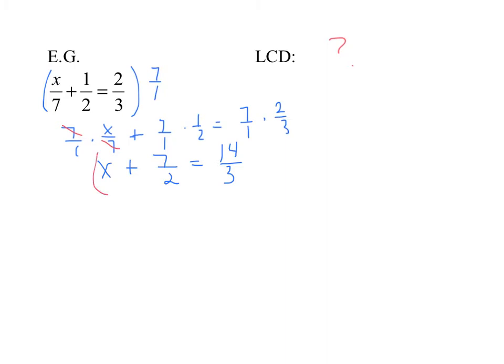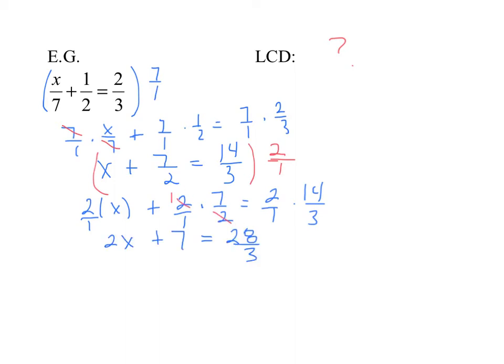Then I get rid of the next denominator, which is 2, so I multiply by 2 over 1 to each value in the equation. I distribute the value 2 to each value in the equation, and then I'm going to reduce and multiply. So after getting rid of 2, I'm left with 2x plus 7 equals 28 over 3. And now I'm going to need to get rid of 3. So now 3 is the multiplier. I multiply, multiply, multiply.